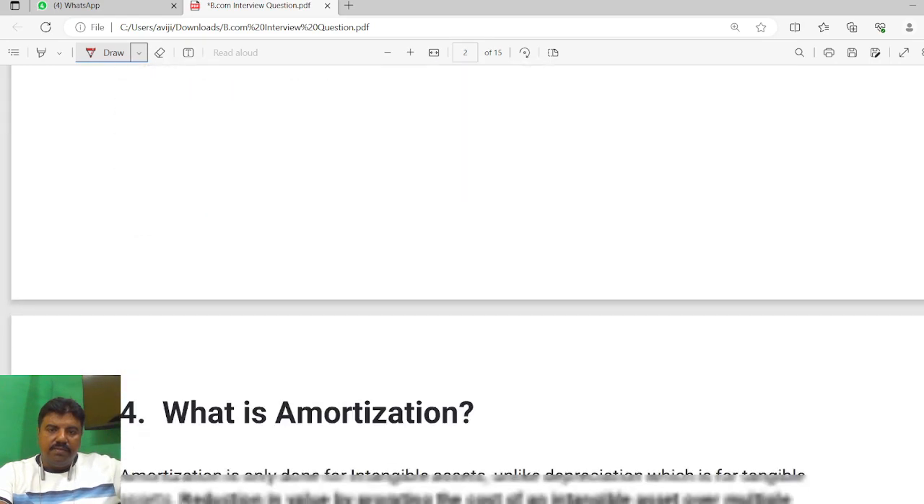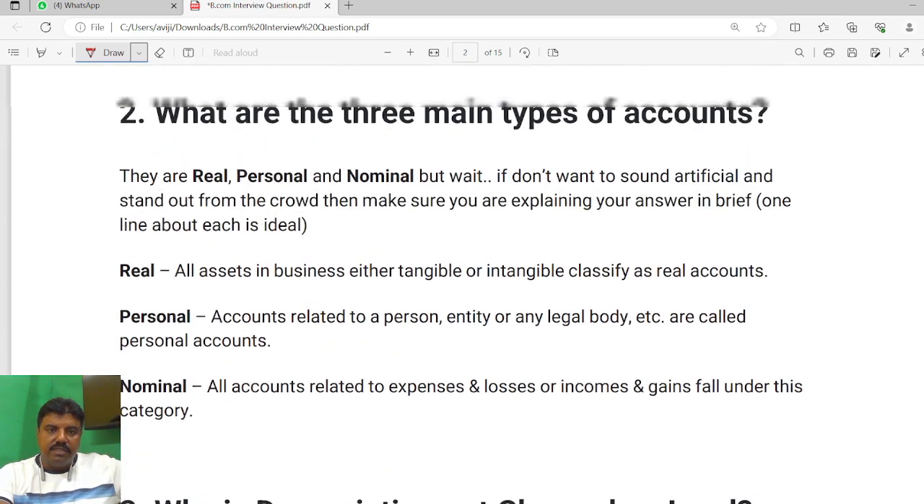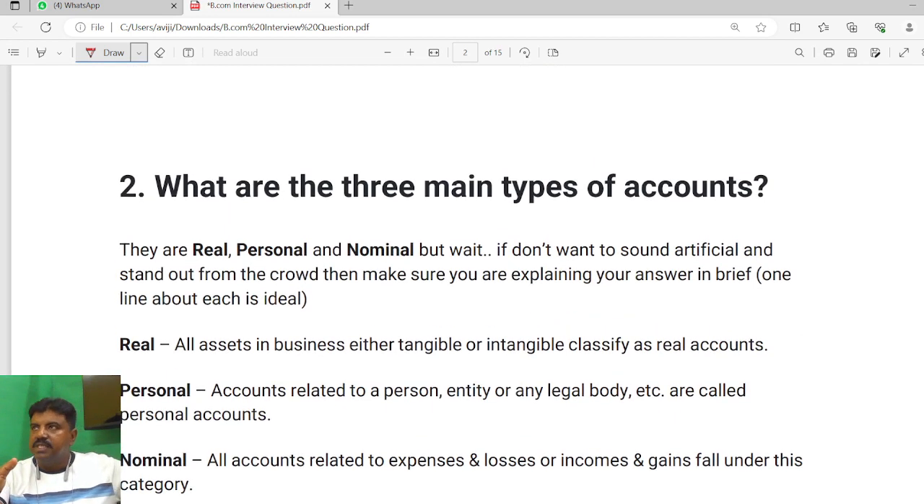Here is the second question. What are the three main types of accounts? As I already explained to you, three types of accounts are there: nominal, real, and personal. Nominal is all expenses and income. Real is basically all assets of a business, and personal is the name of any person or business organizations.